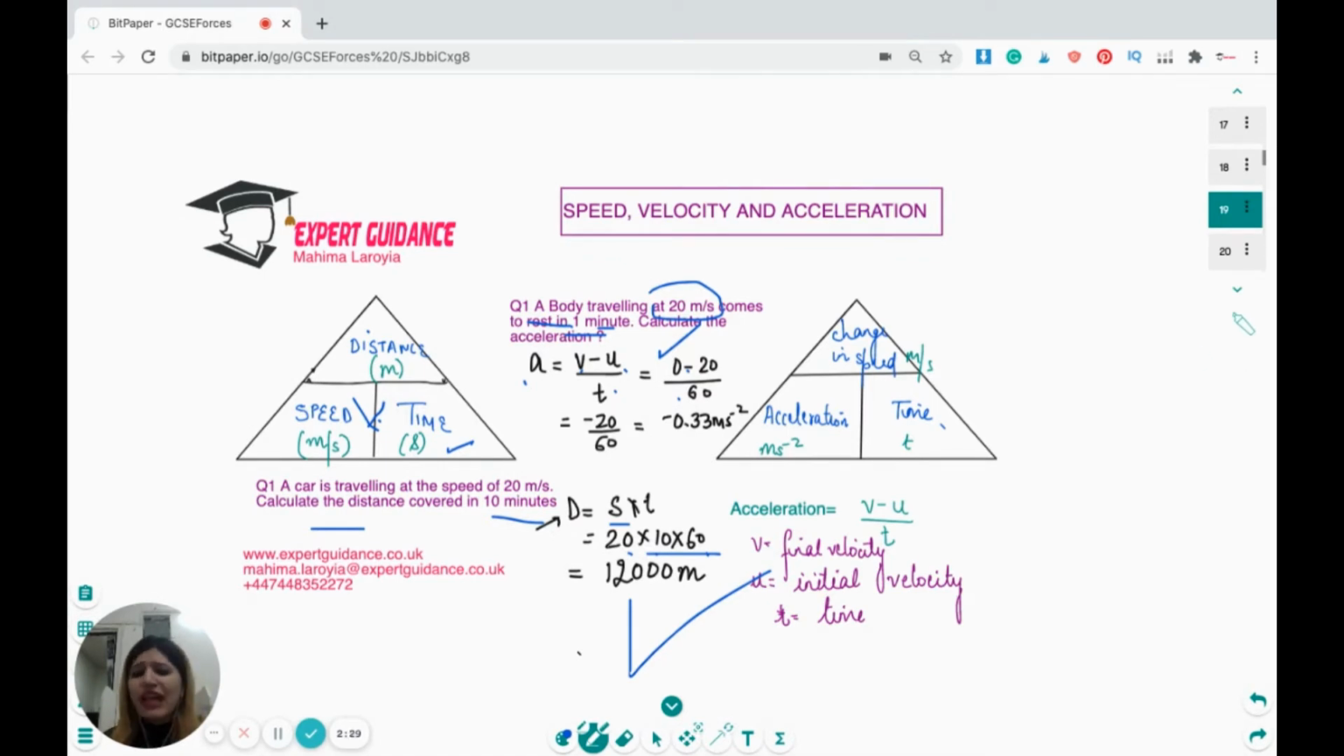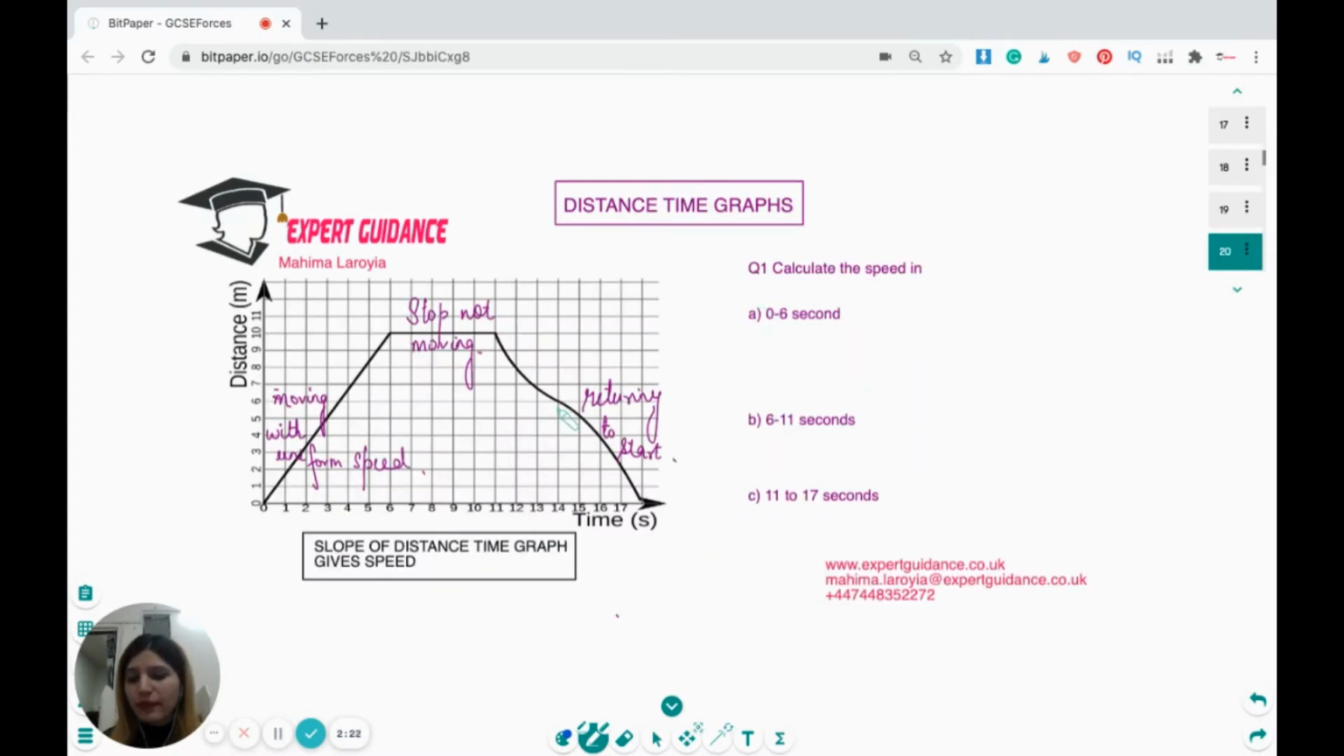Okay, so you should have a go at different rearranging questions on how you can use these triangles, as it is a very important topic. Now, they can ask you to work out the distance or the speed graphically as well. So graphically as well, we have to use the distance time graph. Now, what is a distance time graph? In the distance time graph, we have distance on the y-axis and time on the x-axis.